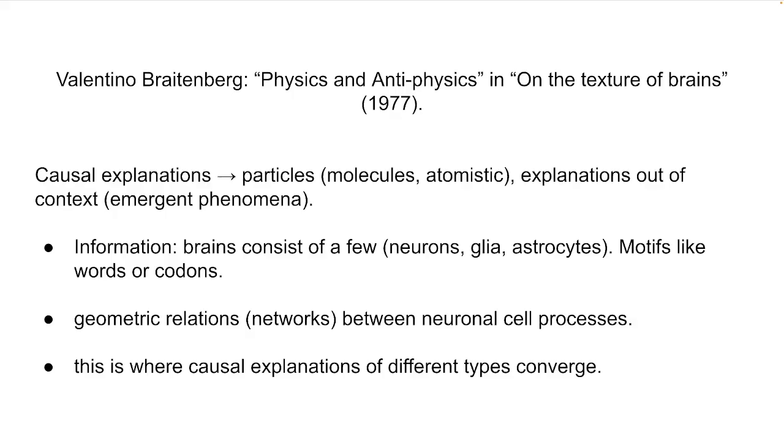And so this is where causal explanations of different types converge. This is where we can get a sense of these two different levels of explanation and bring them together conceptually. Now, it doesn't help that Breitenberg didn't have the language for describing this. We don't really have a good language for biological emergence, but we could probably do that and be better off here. We could get a better account.